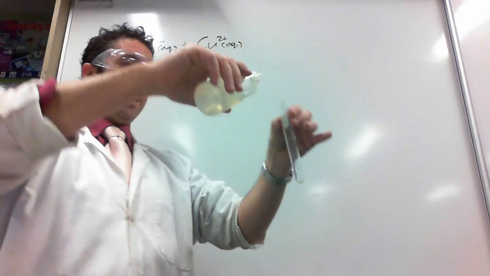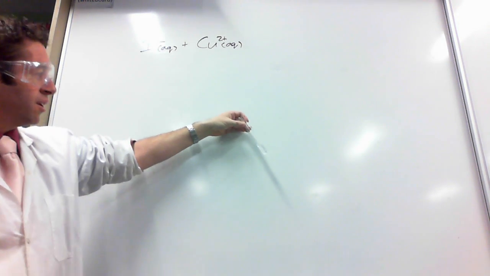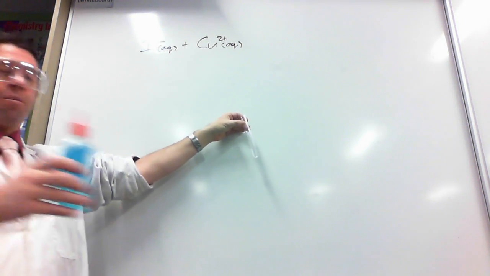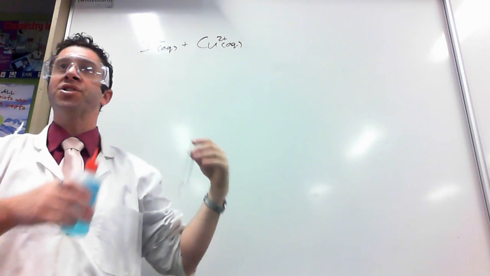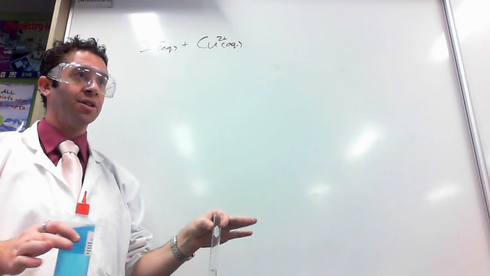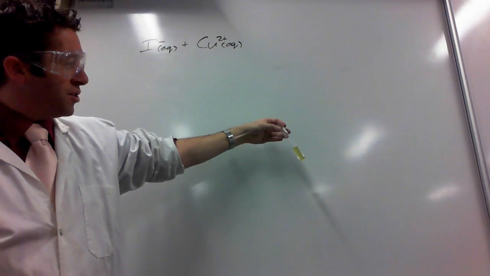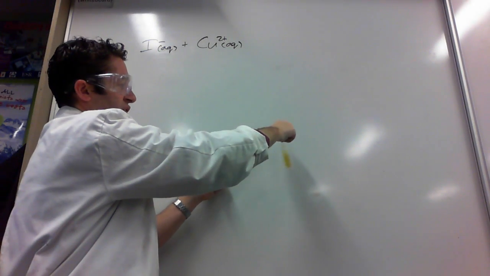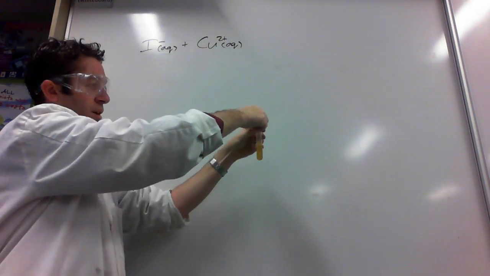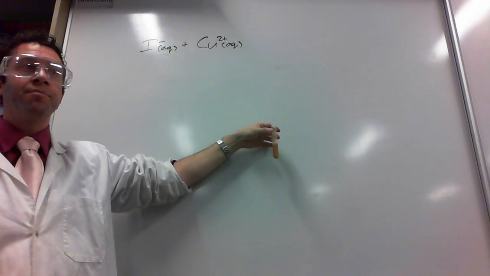Potassium iodide is a colourless solution, and I'll use large volumes just so we can see it easily, and copper sulfate is a blue solution. So if I put the two together, I expect to see a pale blue solution if no reaction occurs. But when I do it, it goes yellow. And if I shake it, it starts to go cloudy, which implies that there is a precipitate being formed.